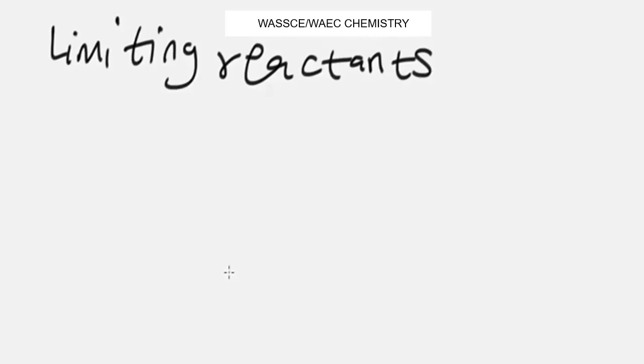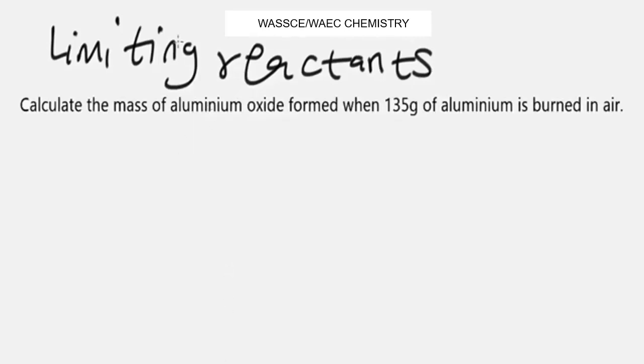Alright, now let's use this example to illustrate. Let me get a question that will help us to understand this concept very well. Let's get the typical question on this. Okay, guys, now let's look at this typical question. It says, calculate the mass of aluminium oxide formed when 135 grams of aluminium is burned in air.